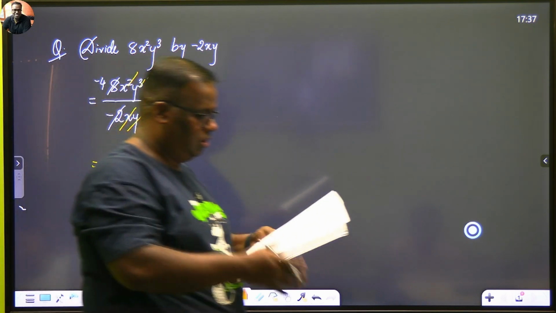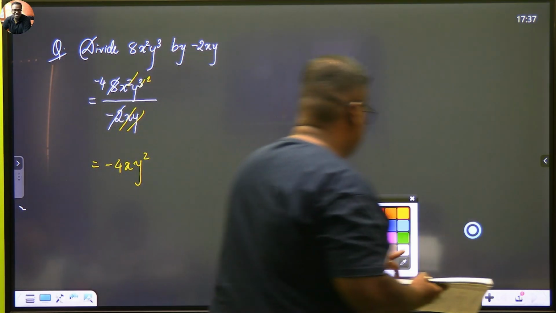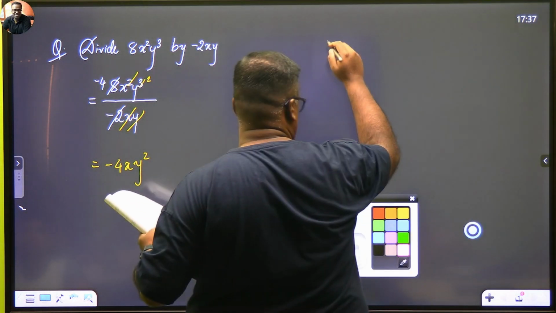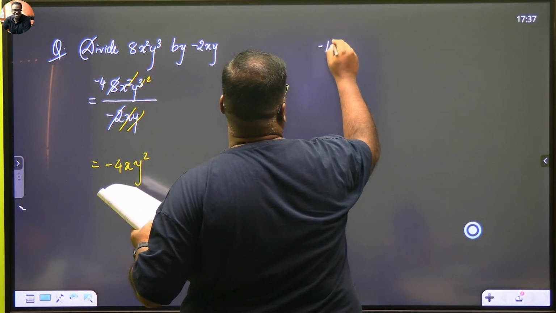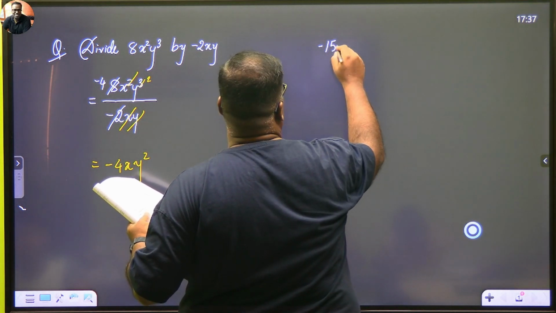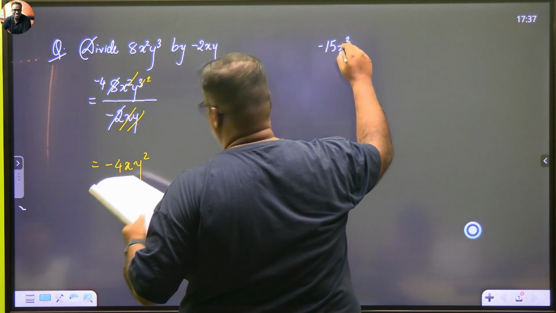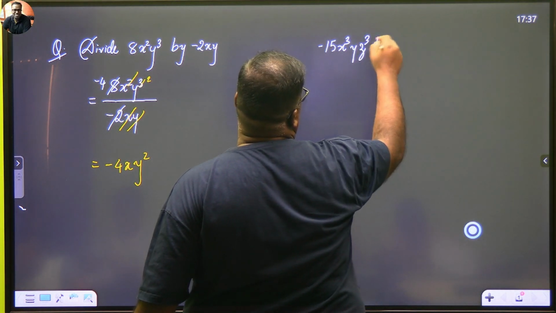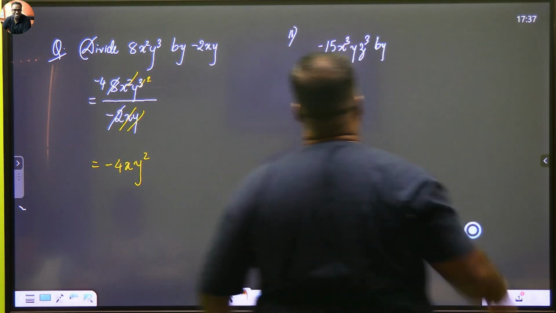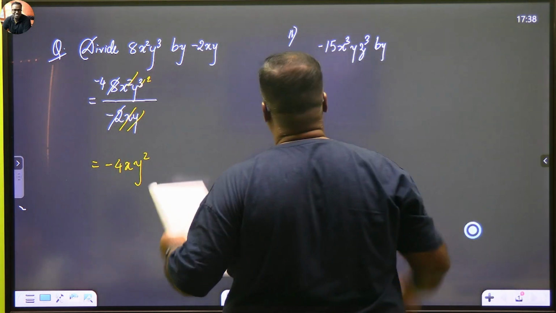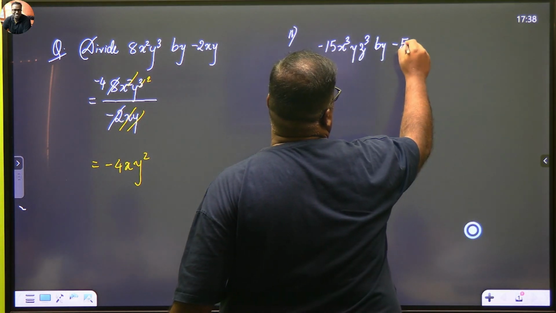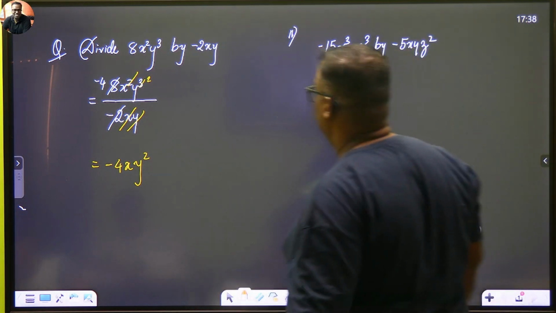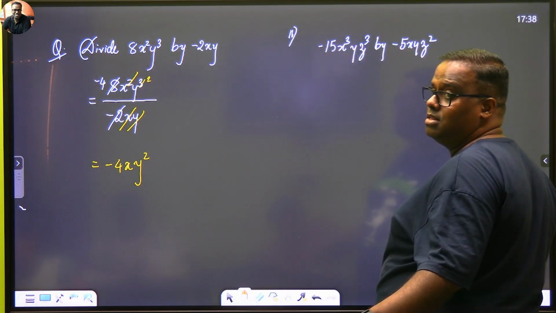Let's do one more so that your hands get set. But the interesting one will be the one we are going to do now. It's negative 15 x cube y z cube. You're dividing this, okay, this is problem number 2, by negative 5xyz square.